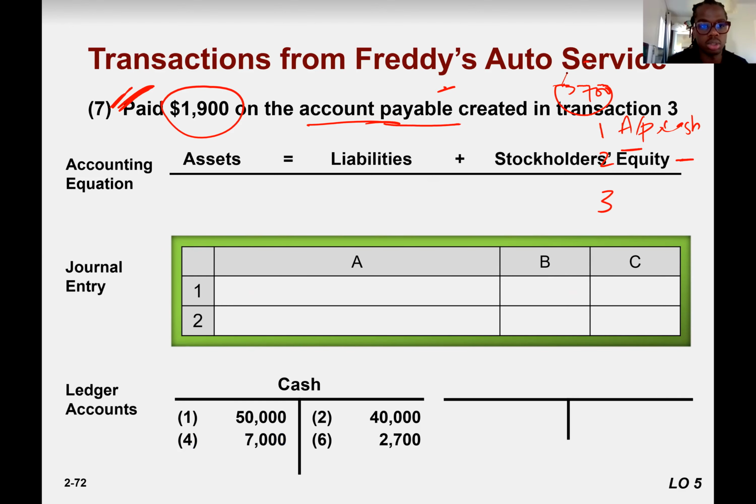Florian, understand? Yeah, I understand. So accounts payable decrease means our debt, our liability decreases. That's what it means. So debit or credit? Liability decrease? Debited. Cash decrease? Cash decrease, asset decrease. Credited. Accounts payable to cash, 1900. Simple.